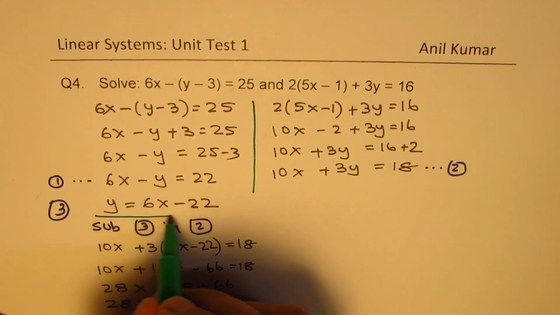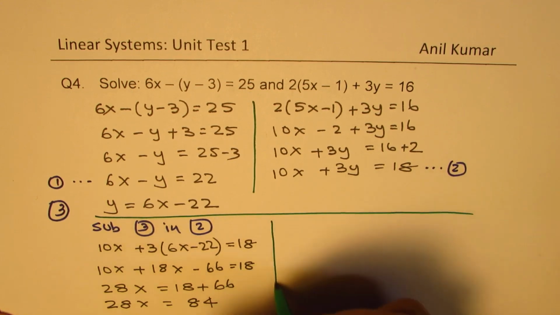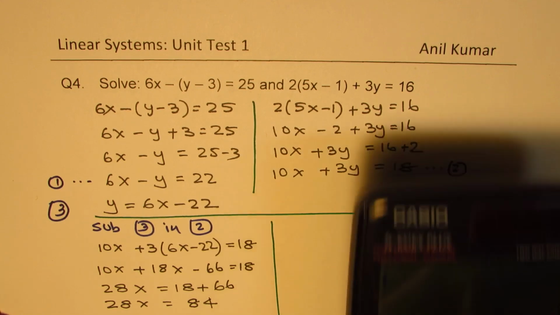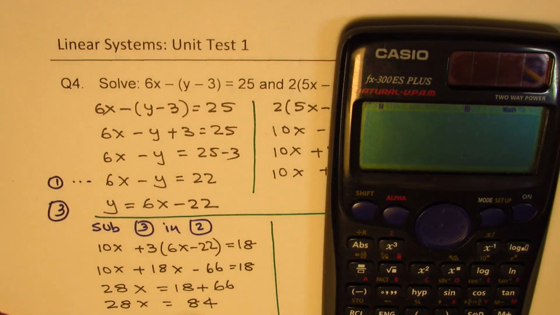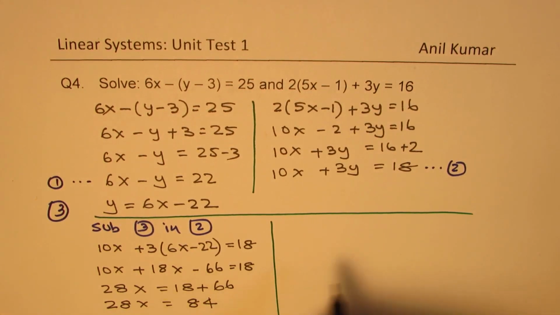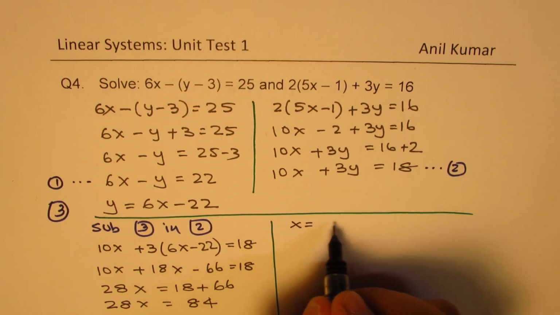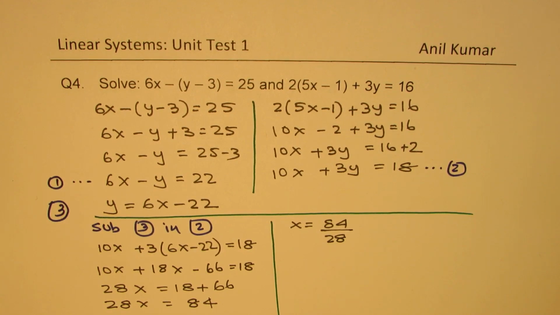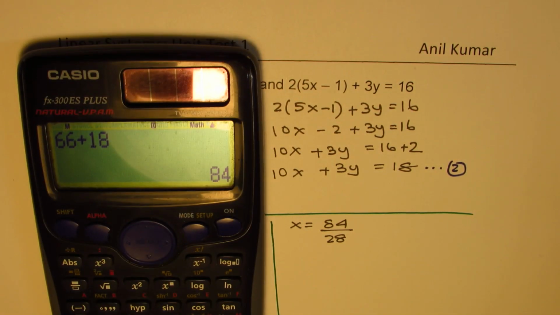So let's take it on the other side to solve it further. So we might use calculator now. So what we have here is we had 66 plus 18, which gave us 84. And on the other side, we have 10 plus 18, which is 28. So to get the value of x, we have to divide 84 by 28, correct? So that is how much? So let's divide 84 by 28, and that gives us 3.